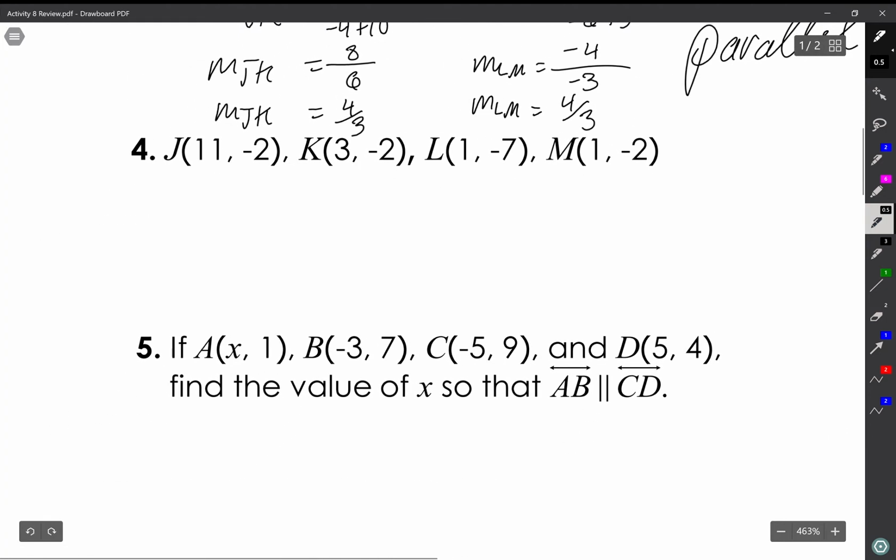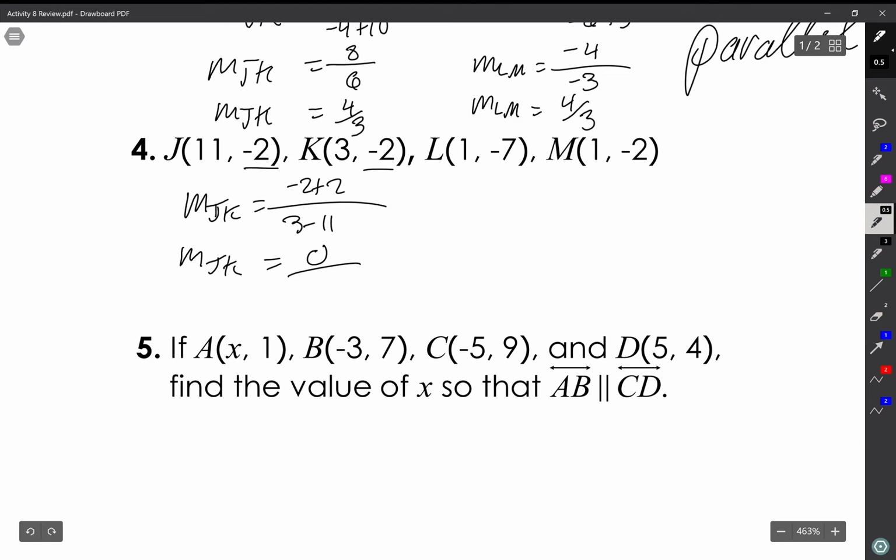All right, number 4. Slope of JK equals, so we have -2 plus 2. All right, we have the same y coordinates. So let's think about that for a second. We can plug it into our slope formula. I get -2 plus 2 over 3 minus 11. So MJK is equal to 0 over -8. So I know for sure 0 divided by anything is going to be 0. This means that my line is a horizontal line because horizontal lines have a slope of 0. We know that from our notes.